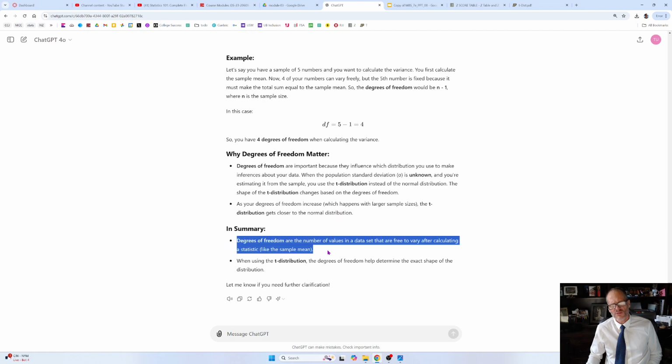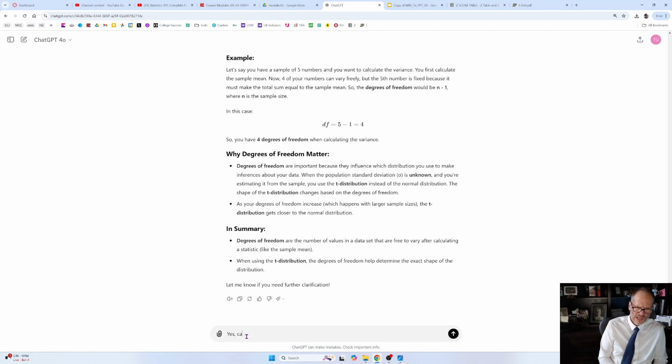In summary, degrees of freedom are the number of values in a data set that are free to vary after calculating a statistic like the sample mean. When using the t-distribution, the degrees of freedom help determine the exact shape of the distribution. Let me know if you need further clarification.